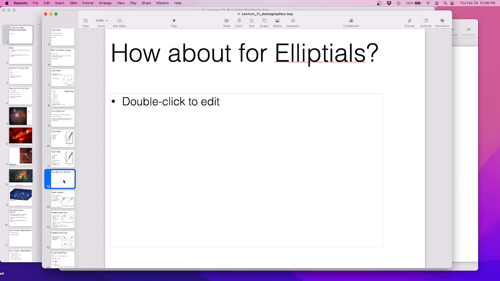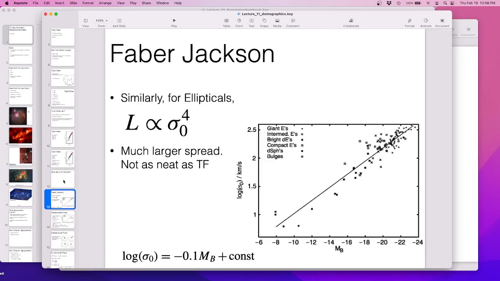Okay, let's do this for ellipticals now. So similarly for ellipticals, we have the luminosity goes like the velocity dispersion to the fourth, which is the same kind of argument. Now the energy containing body is the random components of the velocity versus the circular components of the velocity like we have for spiral galaxies. But there's a lot bigger spread, so this is a much worse tool.